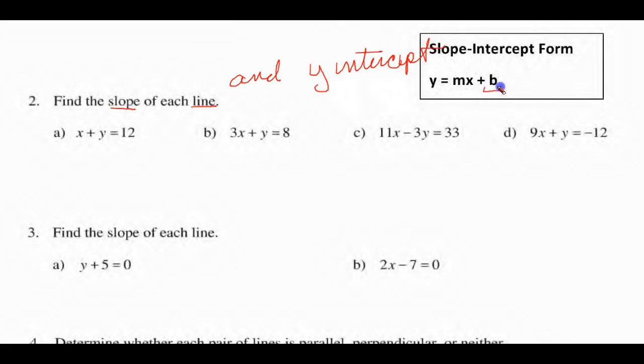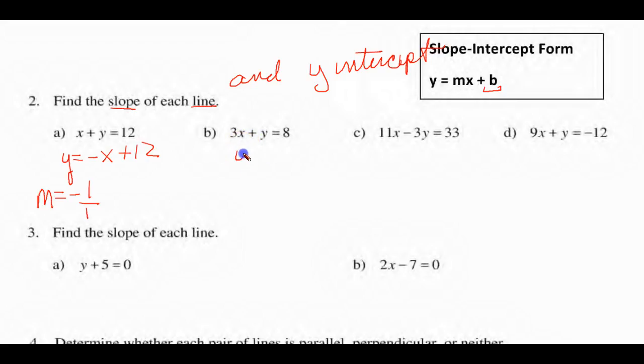Which is our b. So how do we do that? Well, here, this equation is in standard form. So we solve for y. Y equals, transpose the x. So our slope here will be the numerical coefficient of x, which is a -1. Now remember, every number is over 1. So in a sense, our slope is -1 over 1. We write it, though, as just -1.